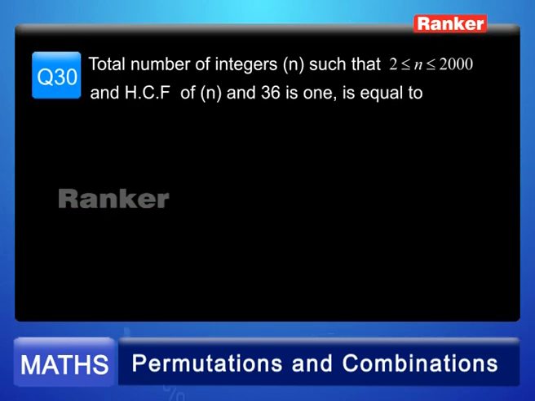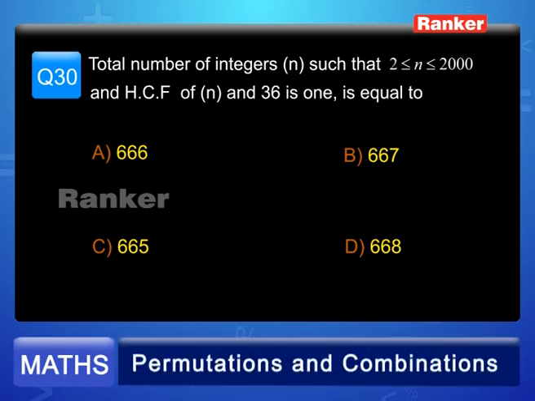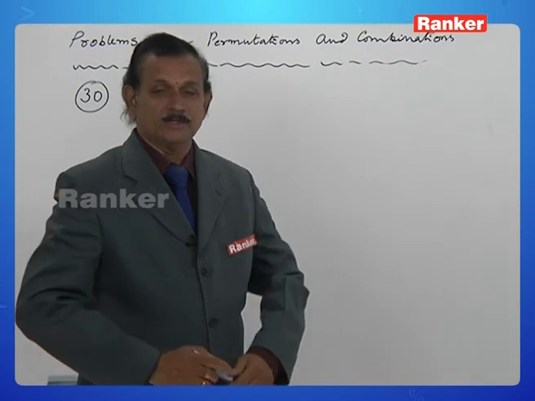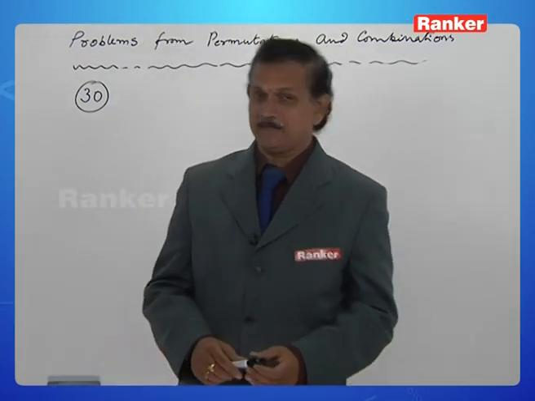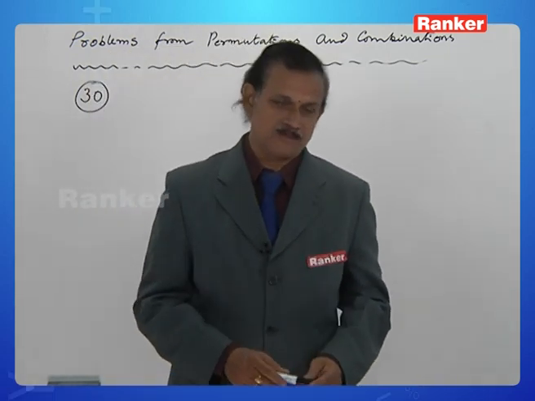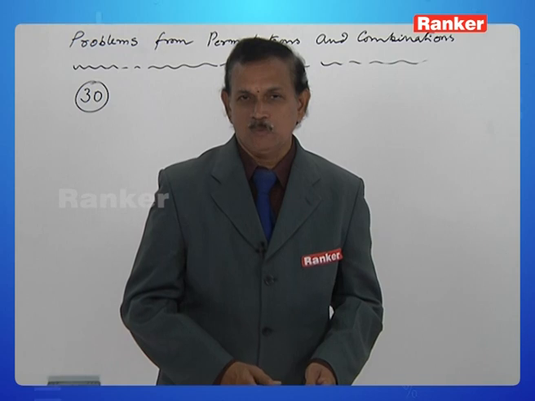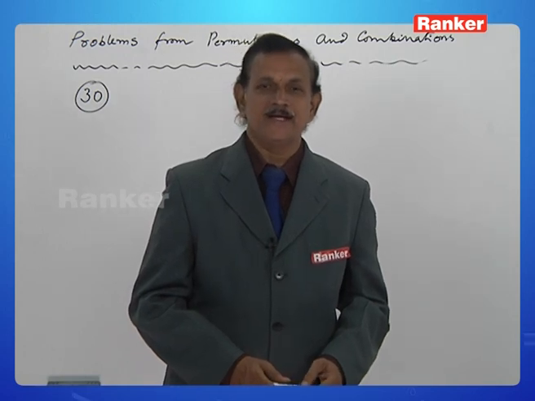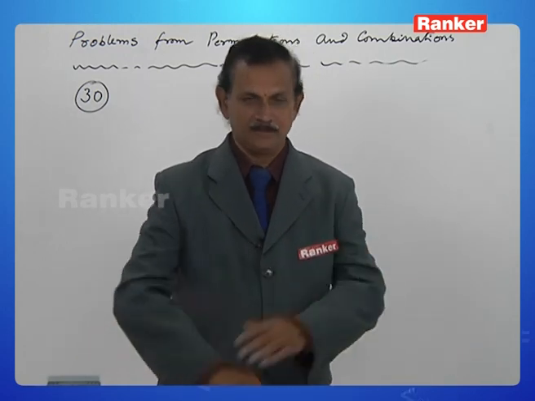The immediate next question before us is question number 30. The total number of integers n such that 2 ≤ n ≤ 2000 and HCF of n and 36 is 1 is equal to. That is, you are supposed to collect natural numbers lying between 2 and 2000. How many such natural numbers will actually be there? 1999 natural numbers will be there.